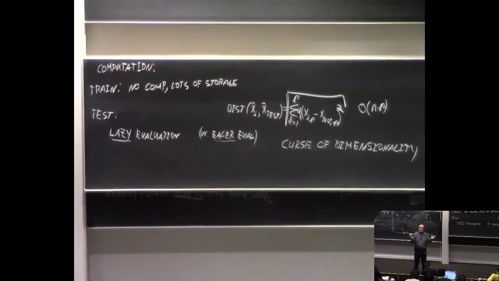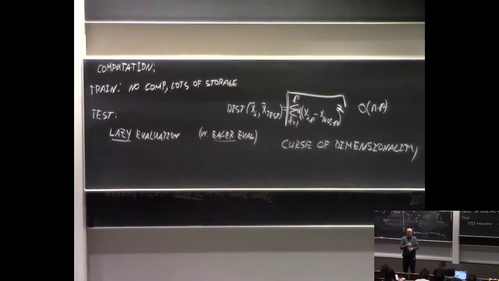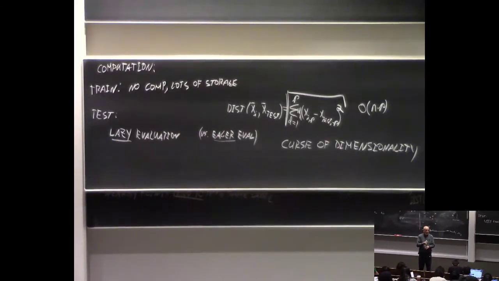So the number of distinctions you need to make grows exponentially in number of dimensions. This is the price we pay for being non-parametric. Otherwise, why not always be non-parametric? So non-parametric methods have very high expressive power. They can express just about anything if you give them enough data.